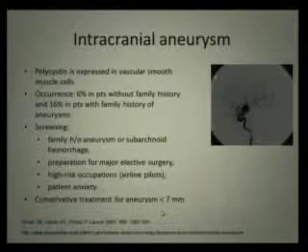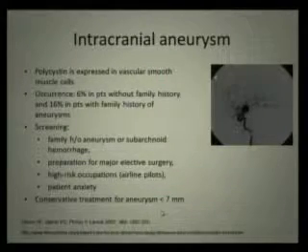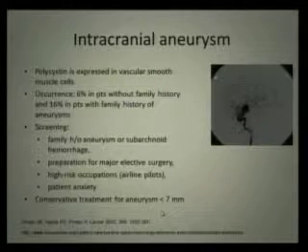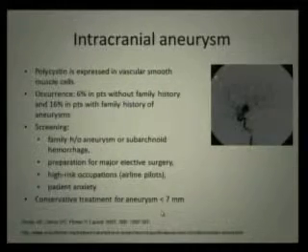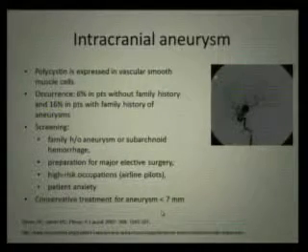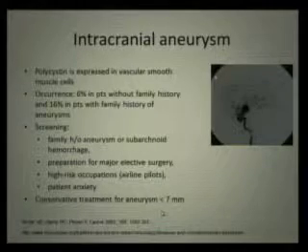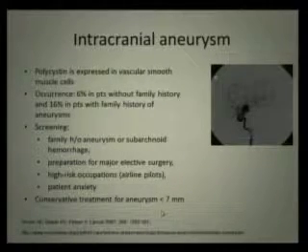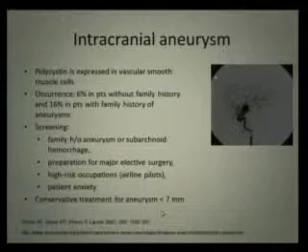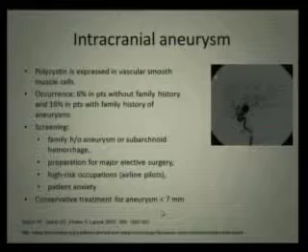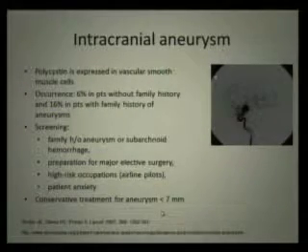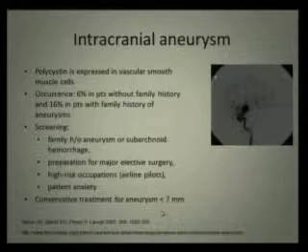So looking at the intracranial aneurysm, you see one right there. The polycystin is expressed in the vascular smooth muscle cells, so they can get intracranial aneurysms. Those occur in 6% of patients without a family history, and in 16% of patients with a family history of aneurysms. Okay, so the family history is a very important factor in trying to see who actually is going to get these aneurysms. So you want to screen ADPKD patients who have a family history of aneurysm or subarachnoid hemorrhage.